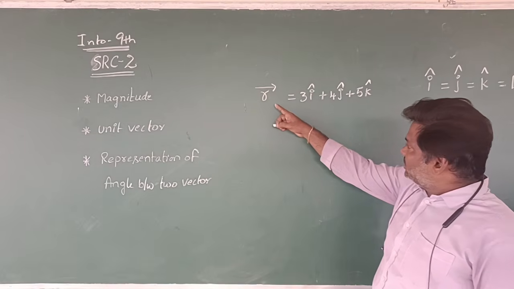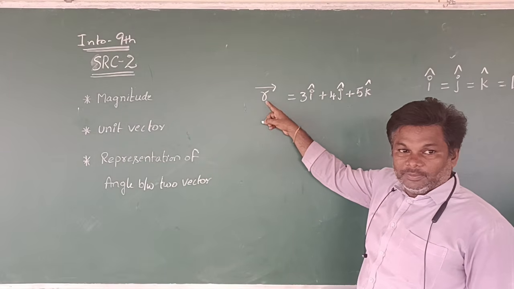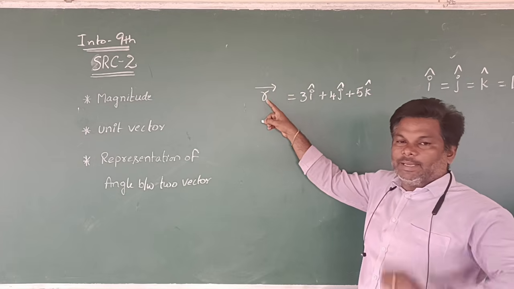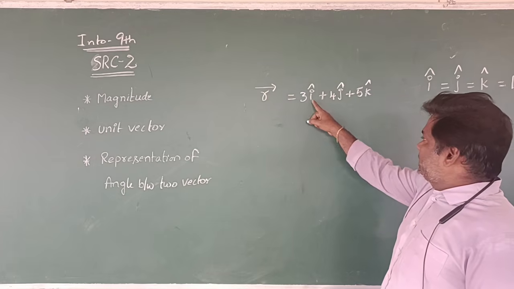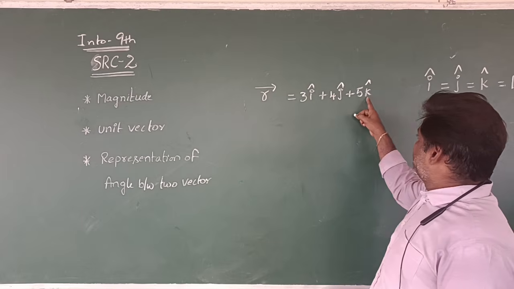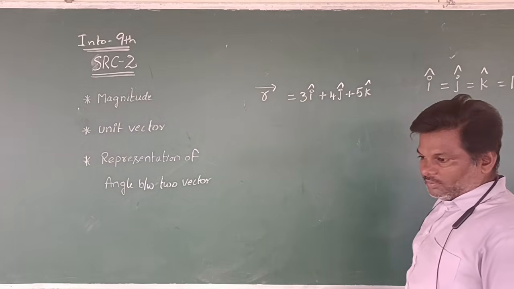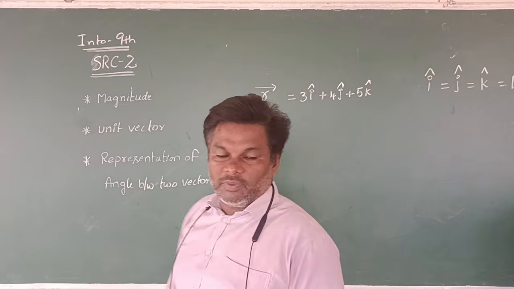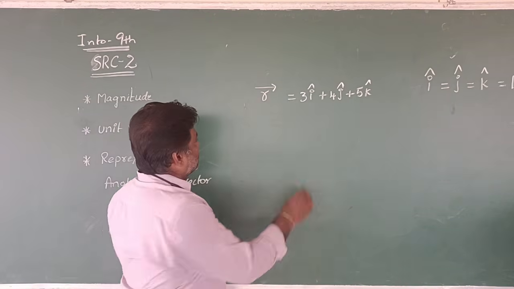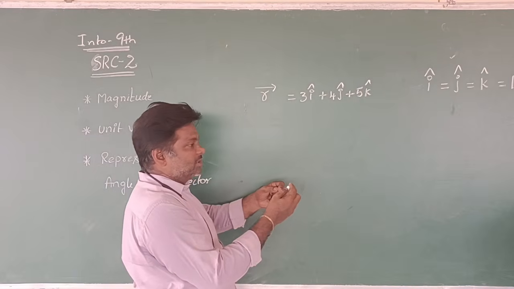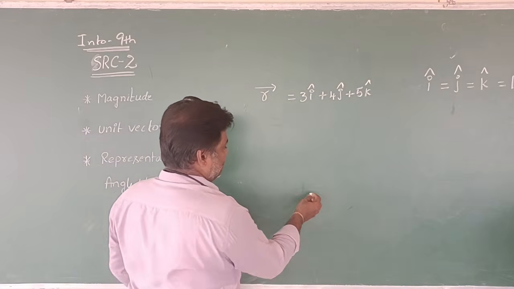So here observe this is R bar, not R cap. The values of i cap, j cap and k cap are each equal to 1. And what I told you is that this vector represents a location.